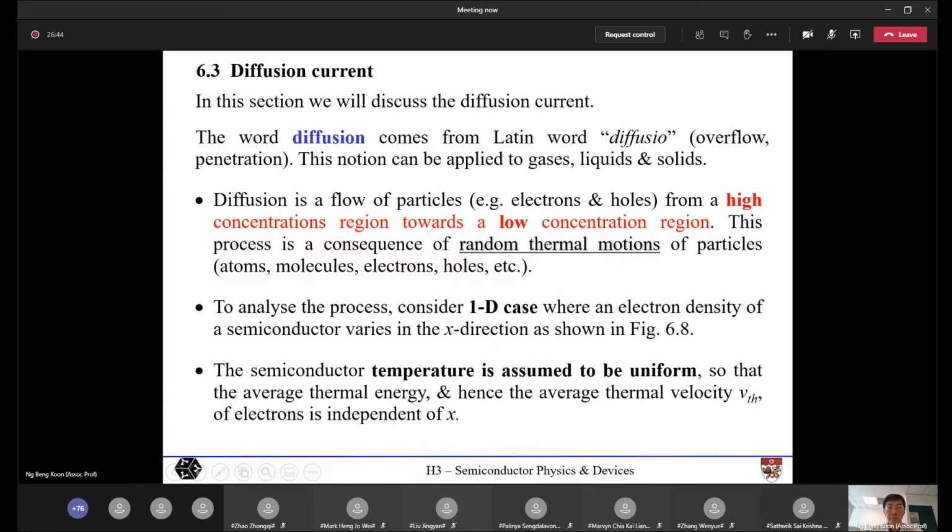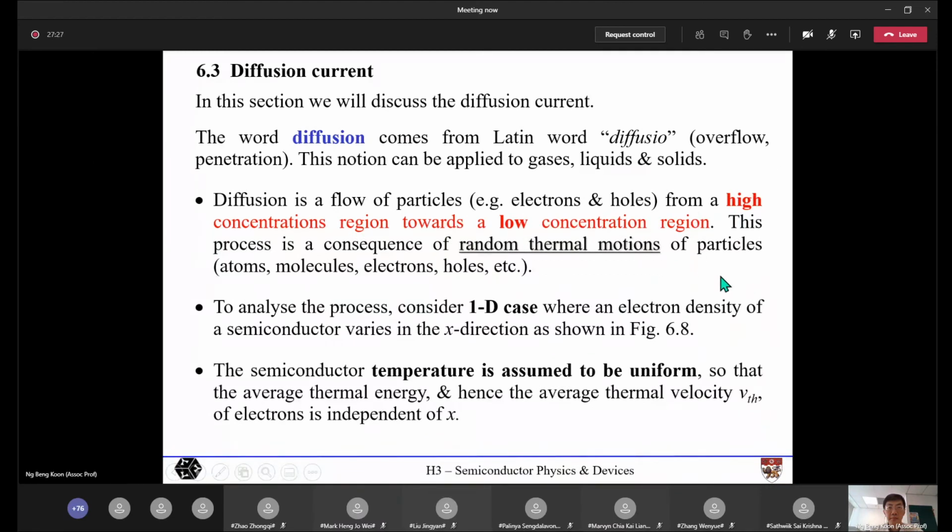Now for today's discussion, we're going to cover the other transport mechanism, which is the diffusion current. As I mentioned, the key point about this diffusion process is that it's a flow of carriers from high to low concentration. This arises from the fact that the carriers are randomly moving under thermal effects. This thermal effect will help to redistribute your carriers until you achieve equal concentration everywhere. That's what the random thermal motion will do if you have a concentration imbalance.